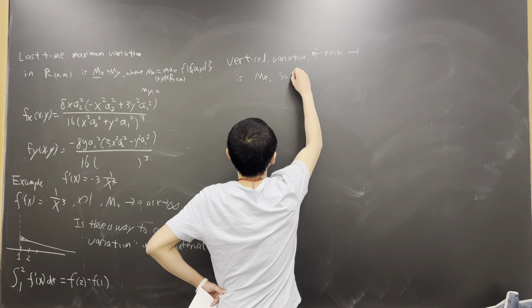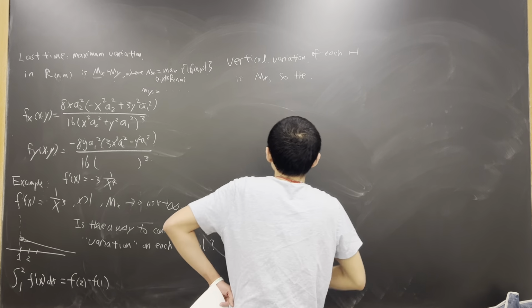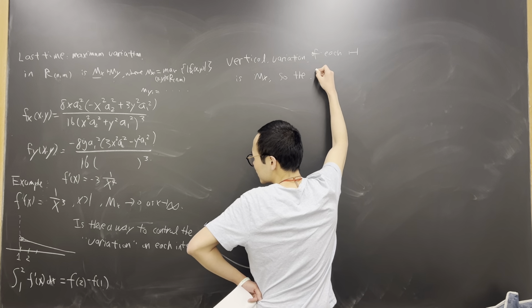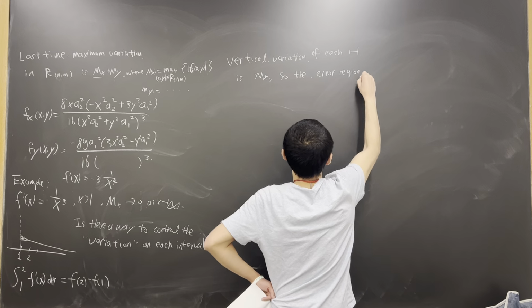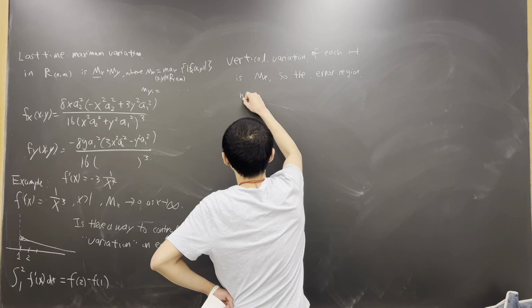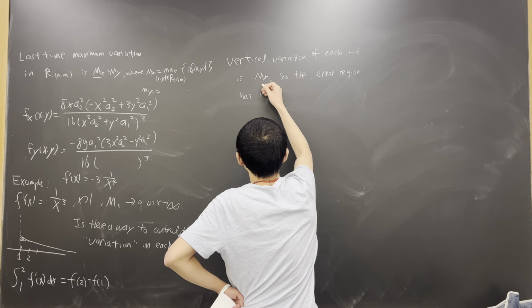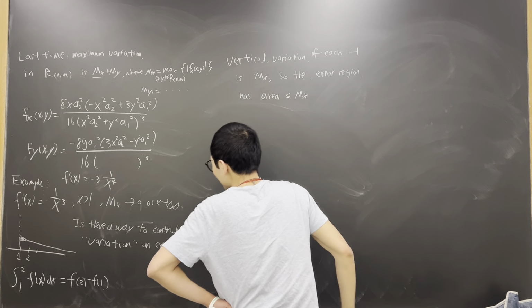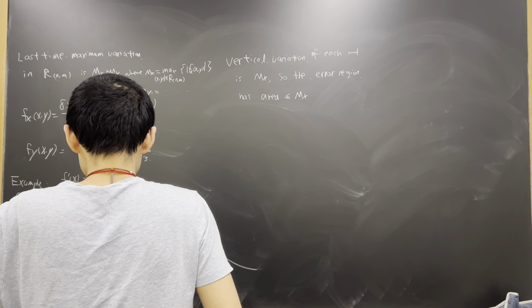So the shaded area, or the difference region, has area just less than or equal to mx.